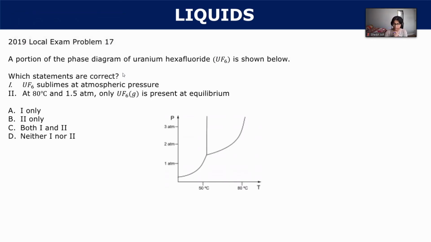A portion of the phase diagram of uranium hexafluoride is shown below. Which statements are correct? UF6 sublimes at atmospheric pressure, and at 80 degrees Celsius and 1.5 atmosphere only the gaseous form of uranium hexafluoride is present at equilibrium. Okay, let's look at one first. UF6 sublimes at atmospheric temperature. Atmospheric temperature is at 1 atmosphere.